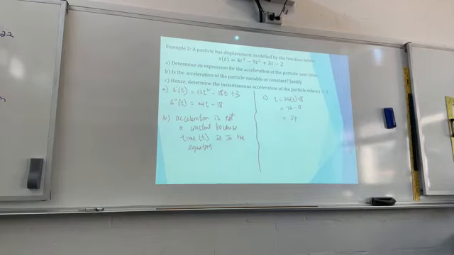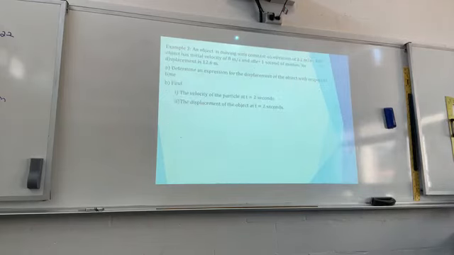Now, let's have a look at example 3. An object is moving with a constant acceleration of 3.2 meters per second squared. This time you got a constant. The object has an initial velocity, v0, of 8 meters per second, and after 1 second of motion, the displacement, let's call it S(1), is 12.6 meters. You need to determine an expression for the displacement of the object with respect to time.